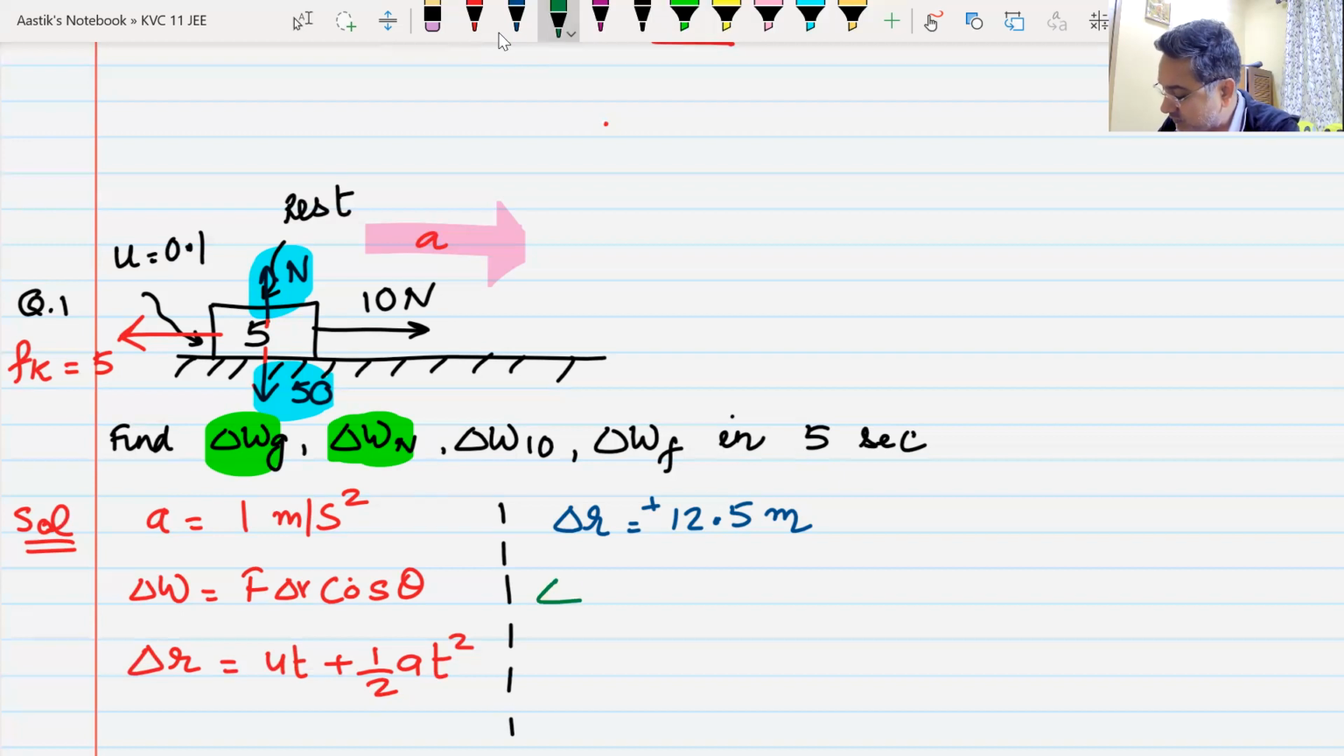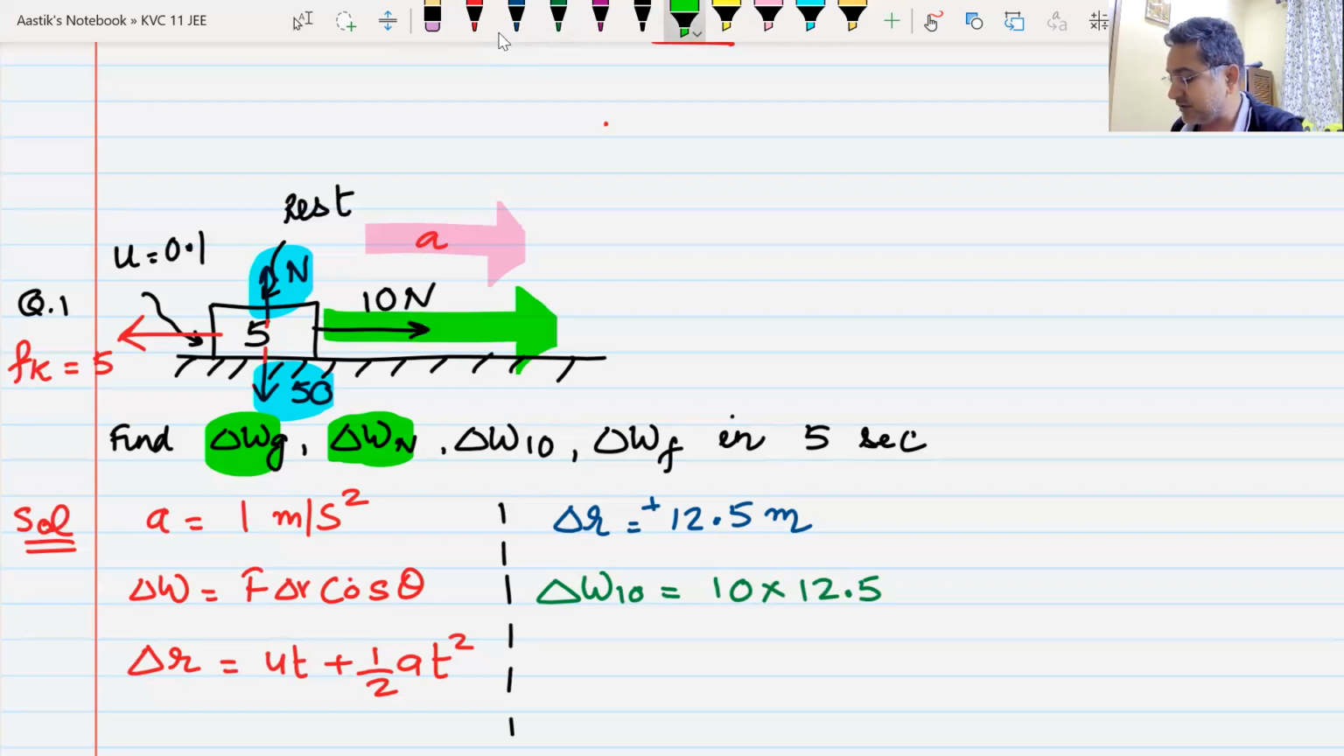What is the work done by the 10 Newton force? And I apply the formula. Force is 10 Newton. Displacement is 12.5 meter. What is the angle between force and displacement? Remember, the force is like this. What is the angle between force and displacement? The answer is 0 because it is going to get displaced in the same direction. Cos of 0 is 1. This is the answer, my dear friends, for work done by the 10 Newton force.